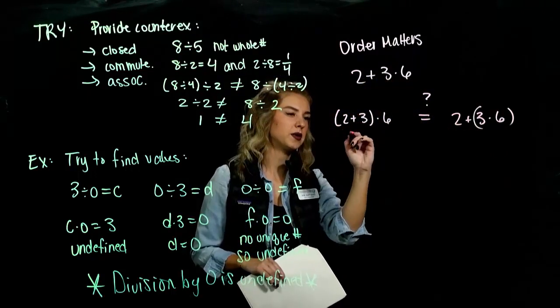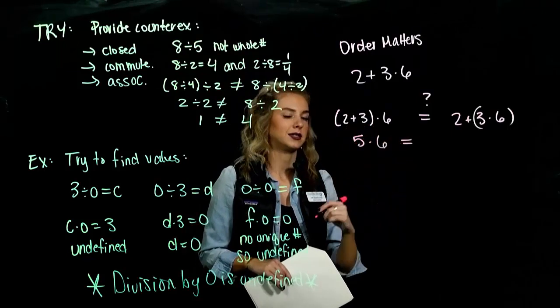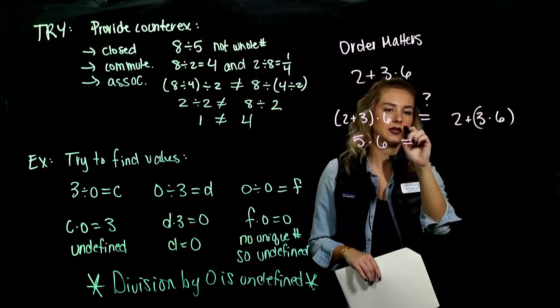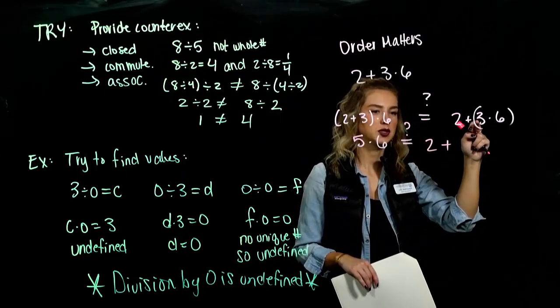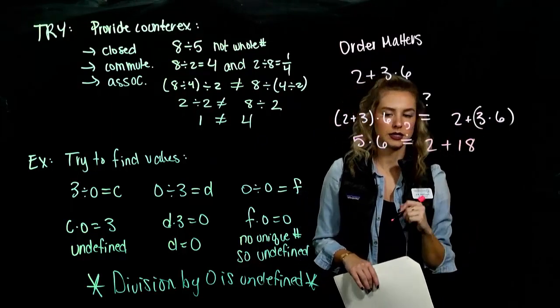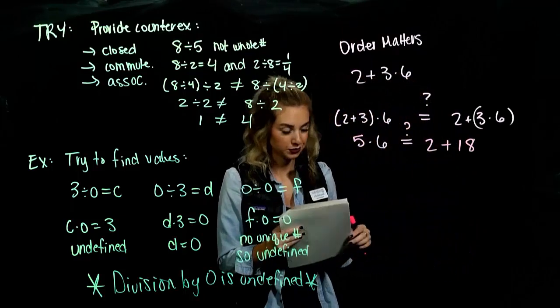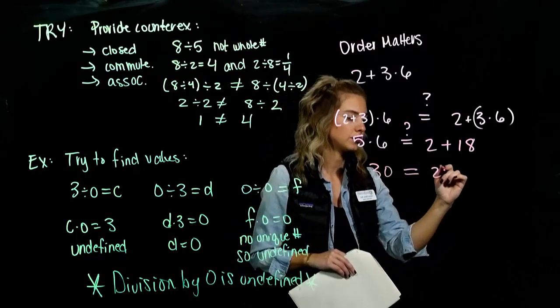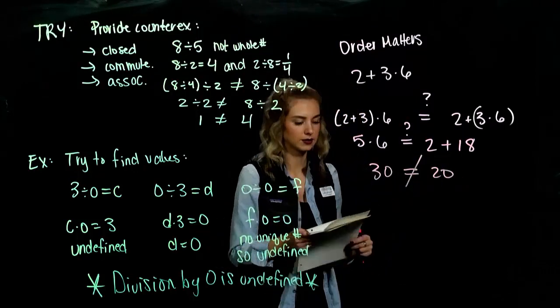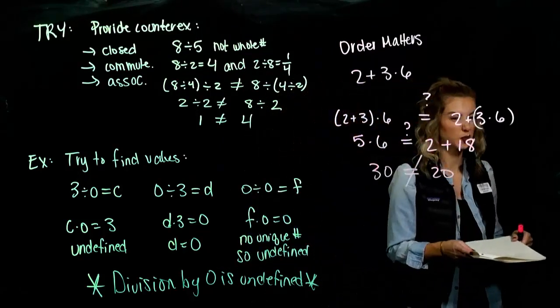So 2 plus 3, we get 5. 5 times 6 is what we're looking at on the left. Is it the same as 2 plus what? 6 times 3, what does it produce? 18. So 5 times 6, what do we get there? 30. And 2 plus 18, we get 20. So no, those two things are not the same. The order is super important.